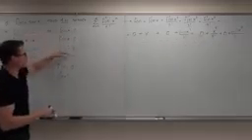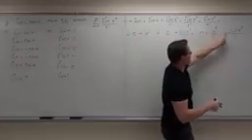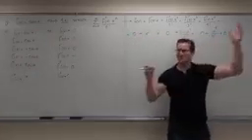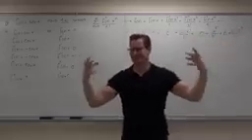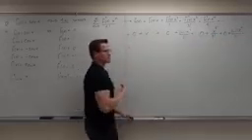Zero, 1, 0, negative 1, 0, 1, 0, 1, 0, negative 1, 0, 1, 0, negative 1, 0, 1, 0, negative 1. It's like a song, having fun, right? It's cool. Well, now let's simplify this a little bit. Do I really need to include all my zeros?